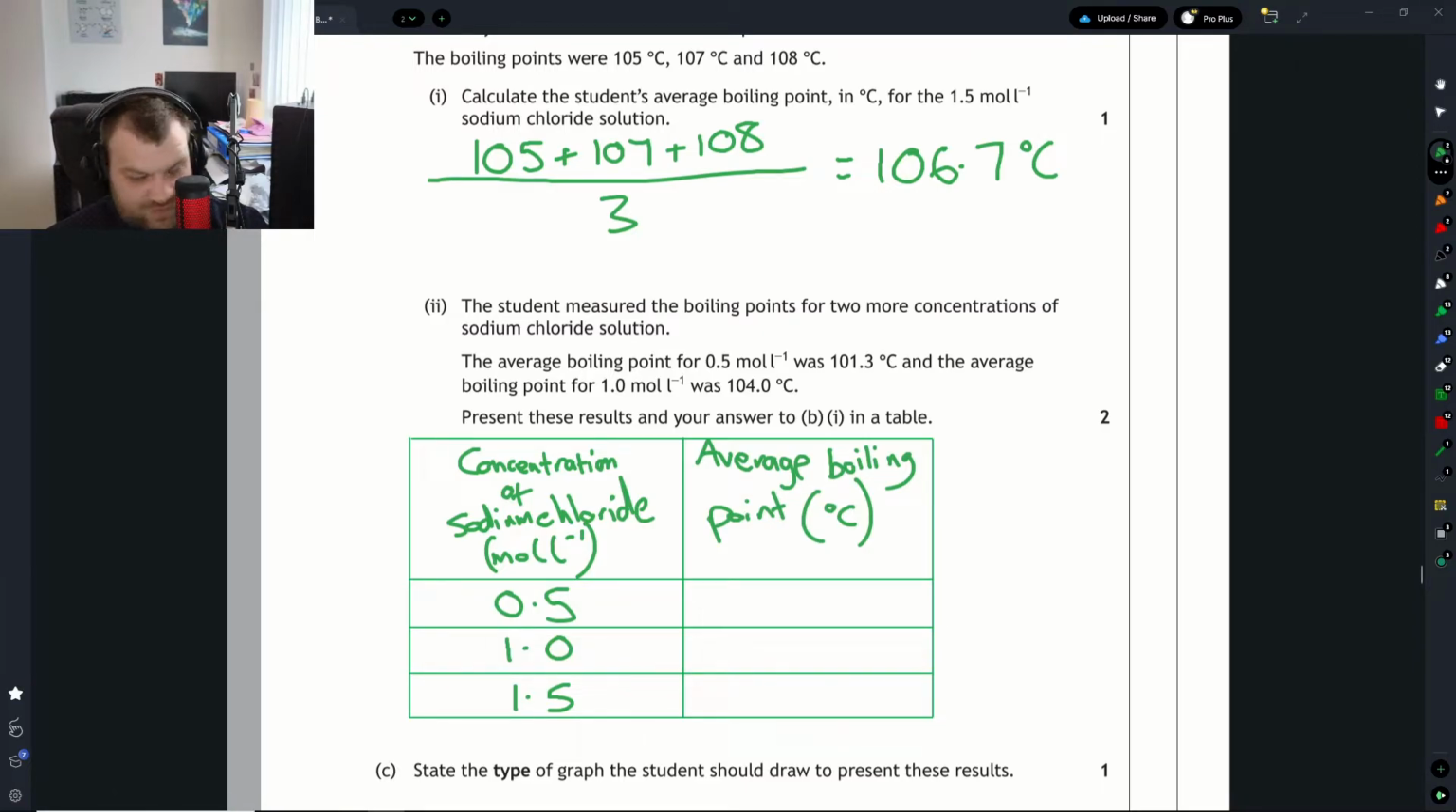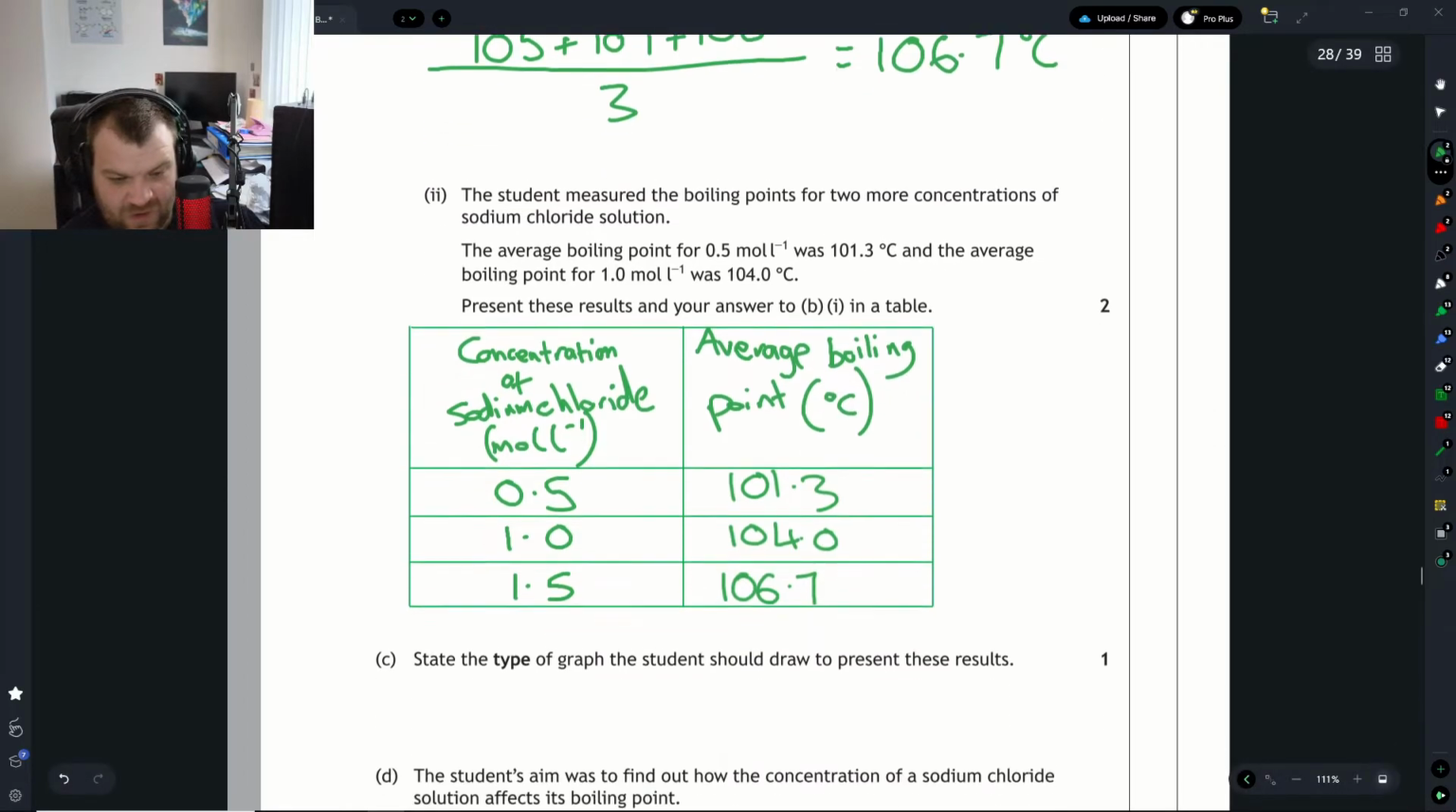Our values up, we've got 106.7. They gave us, that's the wrong place. That was the one for the bottom one, 106.7, 104.0, 101.3. Just like that. Make sure you've got labels, units. Should be rearranged decently. And yeah, that works out as our correct table.